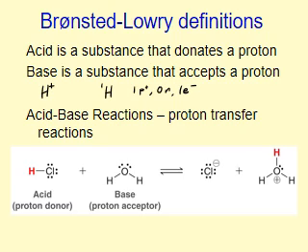So in the example below, we can see that we have hydrochloric acid reacting with water, and we can see that the red hydrogen that's illustrated is going to be lost from the hydrochloric acid, and it's going to be gained by the base, making therefore the hydrochloric acid the proton donor and the base the proton acceptor.